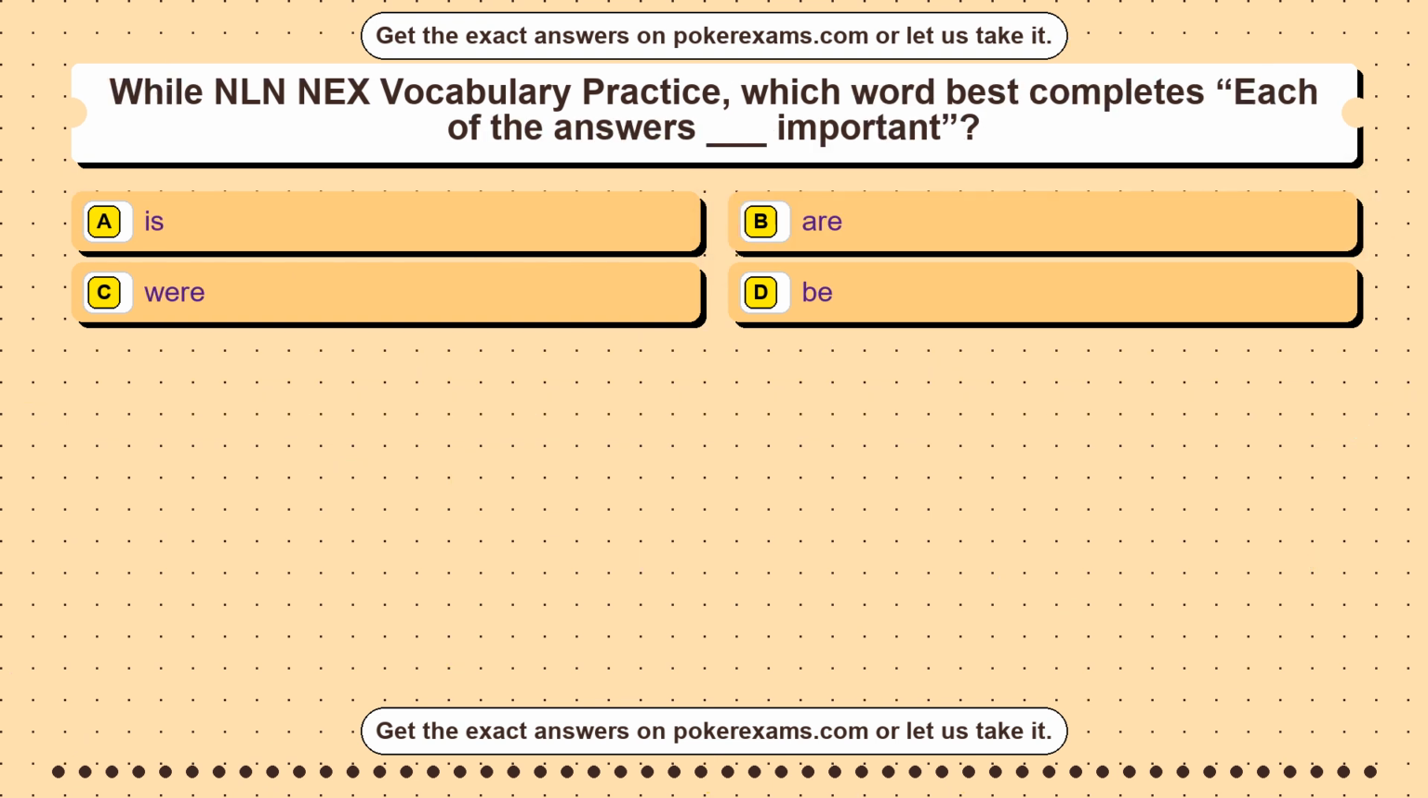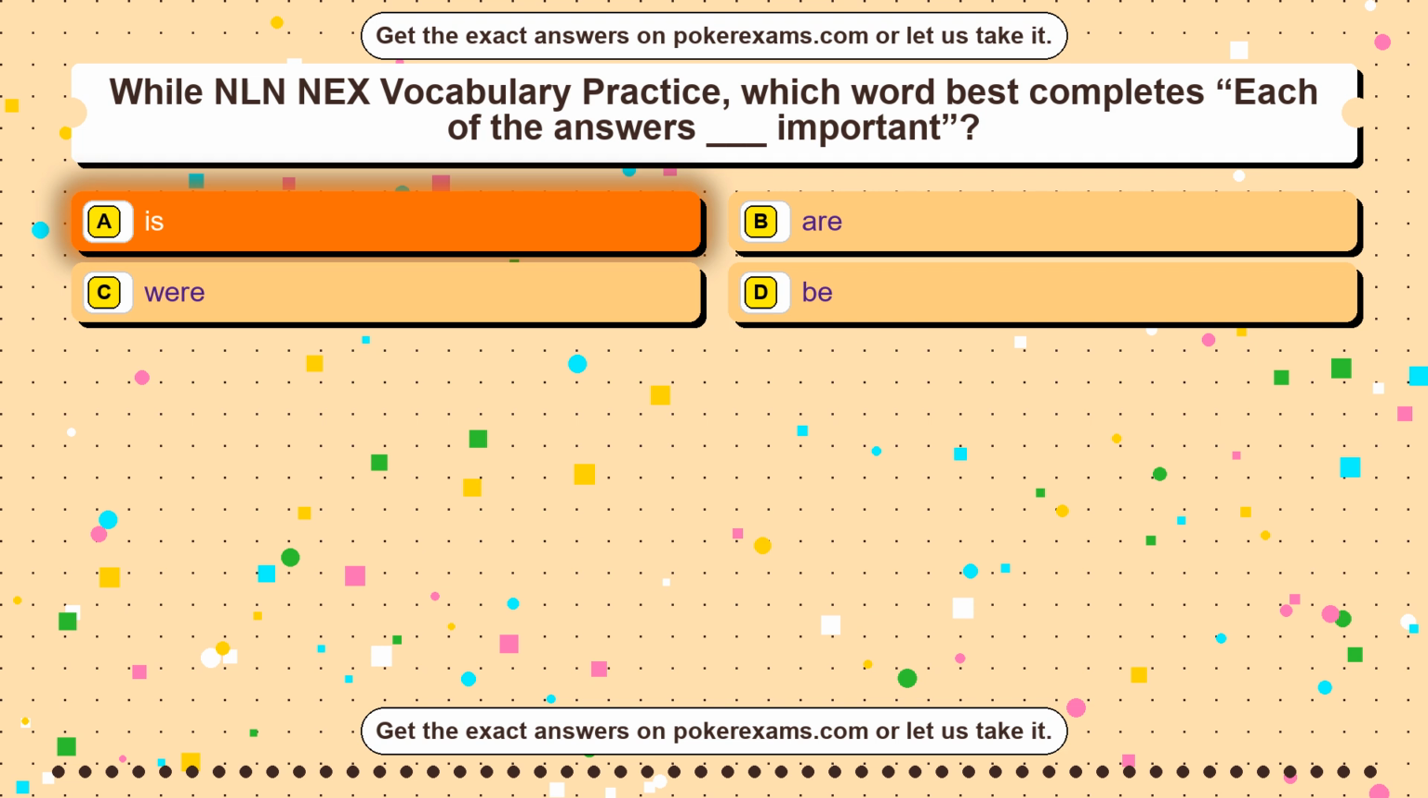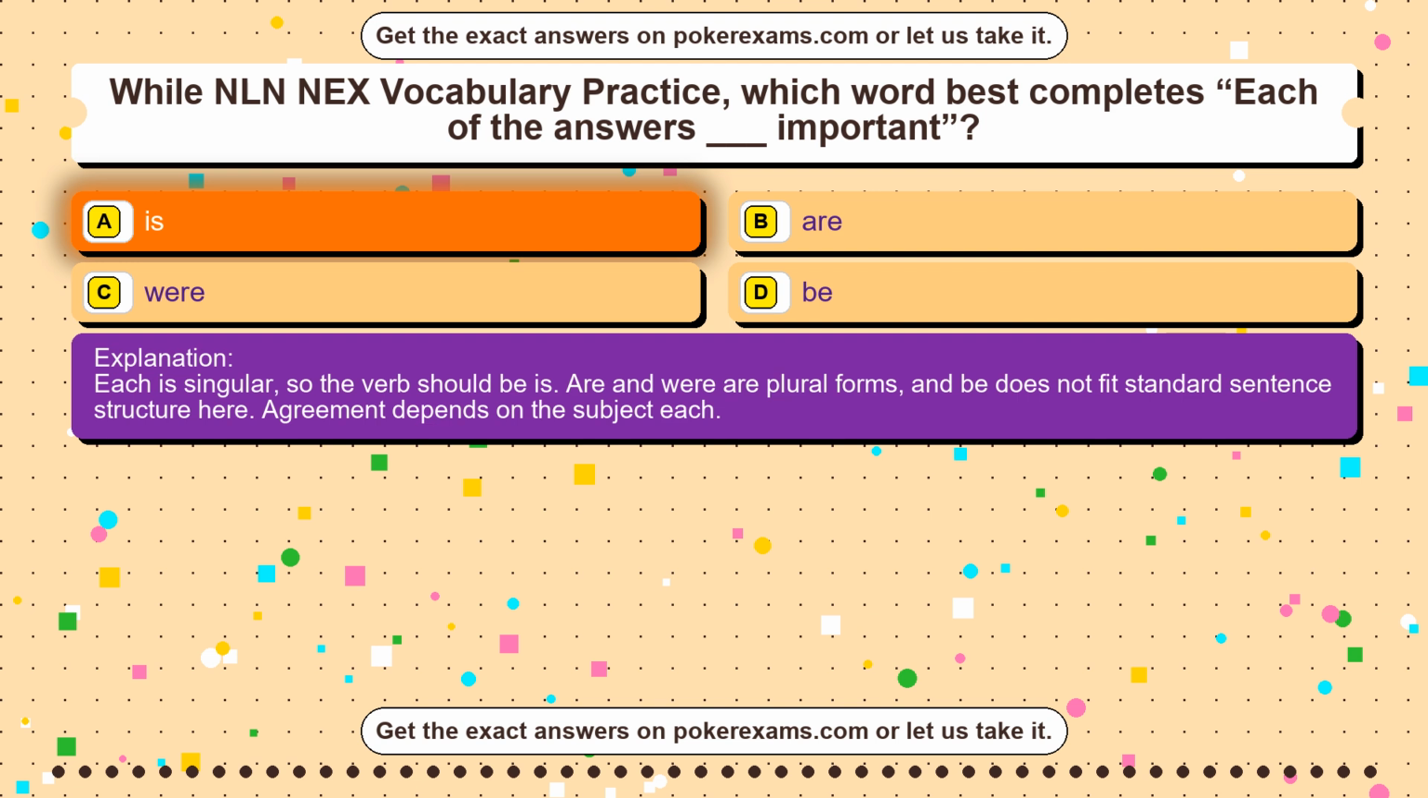Question 17. While GED test prep, which sentence uses correct subject-verb agreement? Option A. The students is ready. Option B. The student are ready. Option C. The students are ready. Option D. The student be ready. The correct answer is option C. The students are ready. The plural subject students needs the plural verb are. The students is and the student are mismatch subject and verb number. The student be is not standard grammar in this sentence.